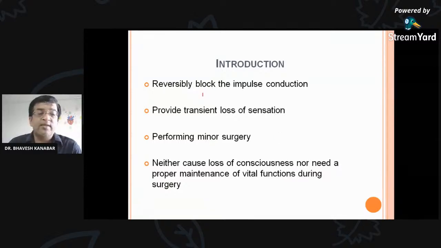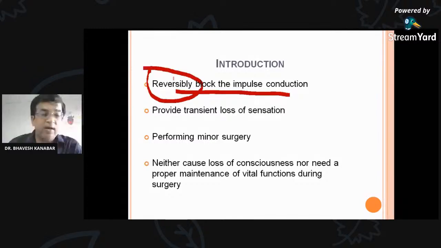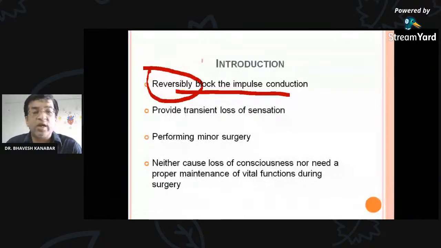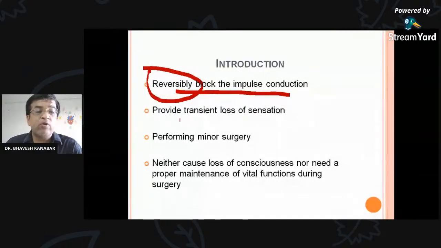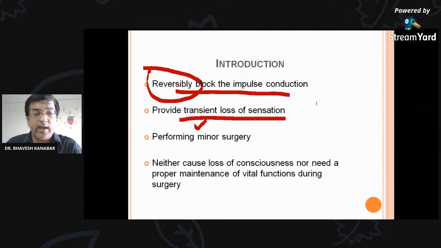So this local anesthesia reversibly blocks the impulse conduction. Local anesthesia will work for some duration of the action. After the effect of this local anesthesia has gone, it is reversible. Again, sensation and motor activity start in that area. So it provides only transient loss of sensation, for a short duration of time.